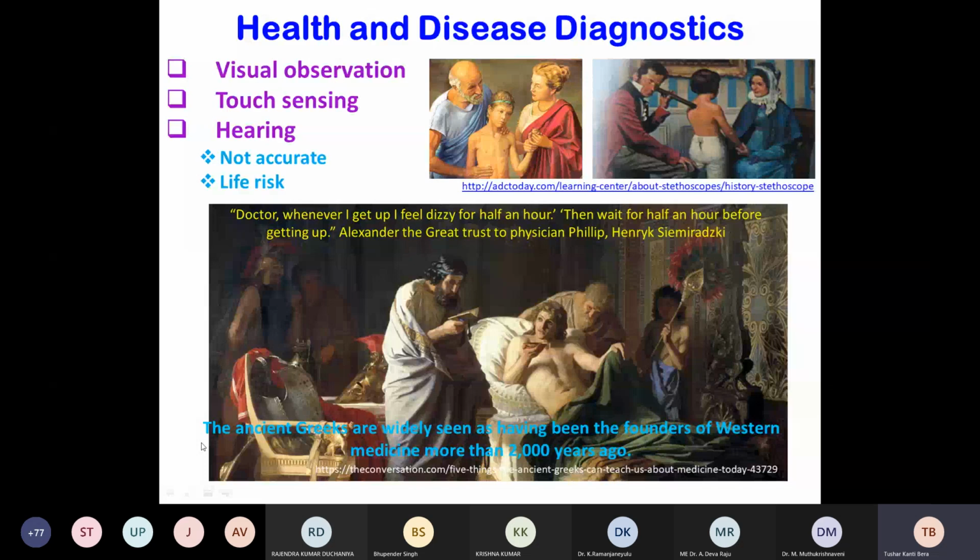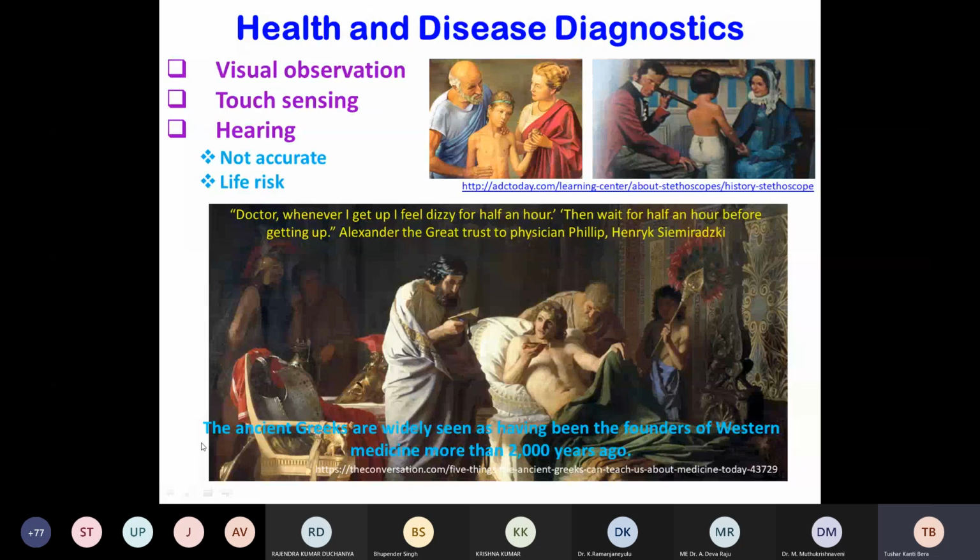So their diagnosis was suffering from some accuracy problem, and it was not sufficient to detect a particular health problem. So many lives were unfortunately not possible to save during that time.